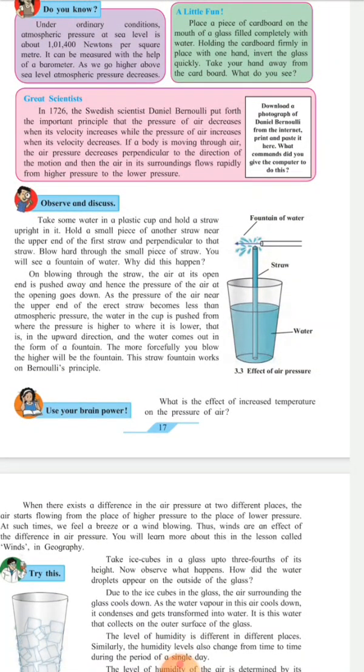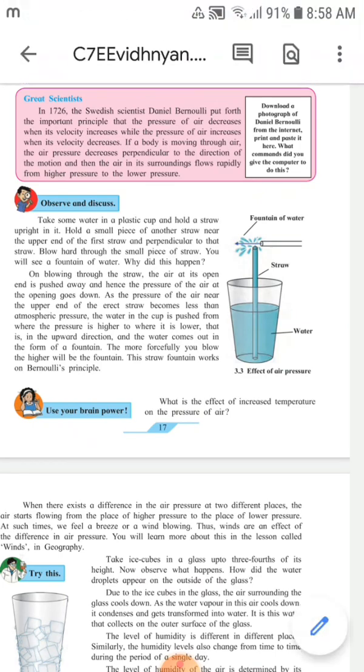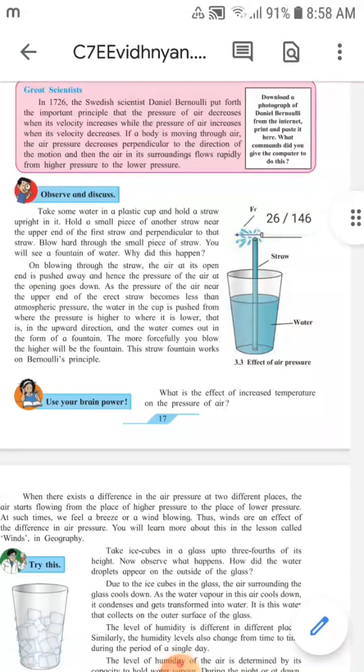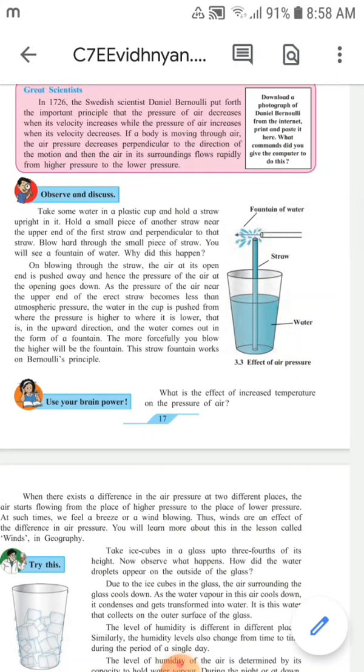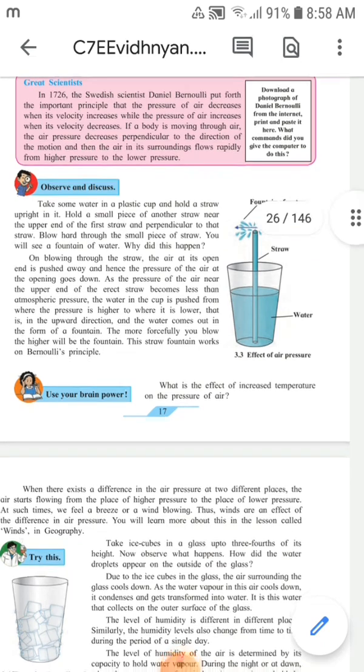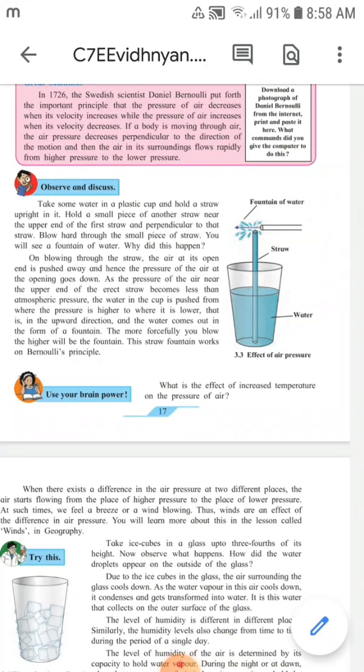Hold a small piece of another straw near the upper end of the first straw and perpendicular to that straw. Blow hard through the small piece of straw. You will see a fountain of water. Why did this happen? On blowing through the straw, the air at its open end is pushed away and hence the pressure of the air at the opening goes down.